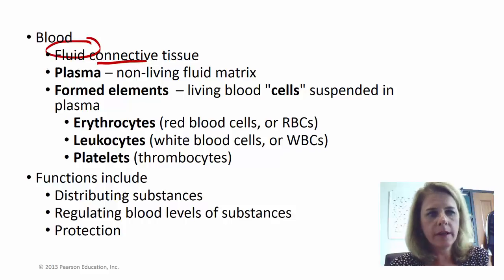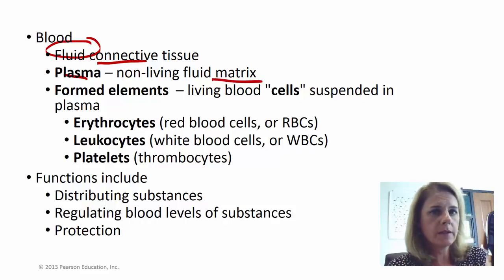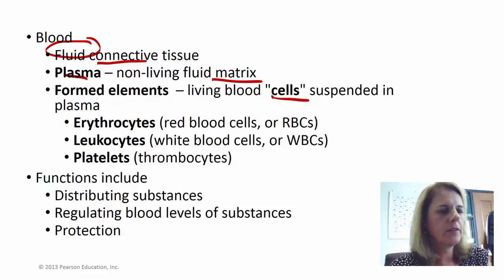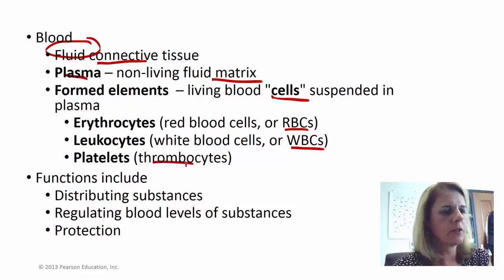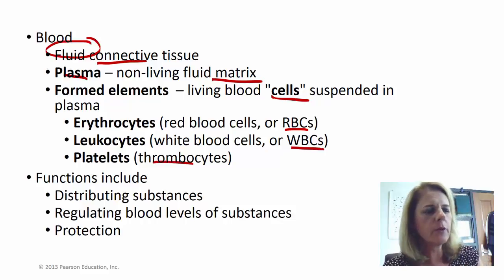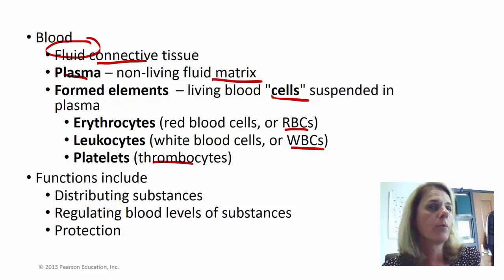When you look at blood, it has plasma, which is non-living, it's the fluid, the matrix, and formed elements, which are the cells, and these are the living portions of the blood. These include the erythrocytes, or red blood cells, the leukocytes, which are the white blood cells, and platelets, which are called thrombocytes. So erythrocytes, leukocytes, and thrombocytes are the three types of cells, or parts of cells, inside your blood. I'll talk about platelets a little bit later.